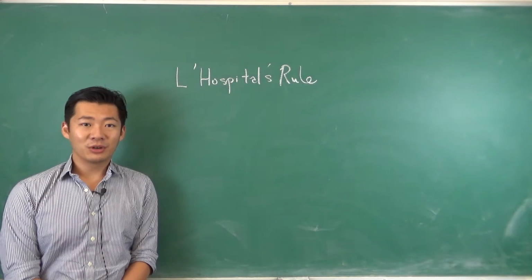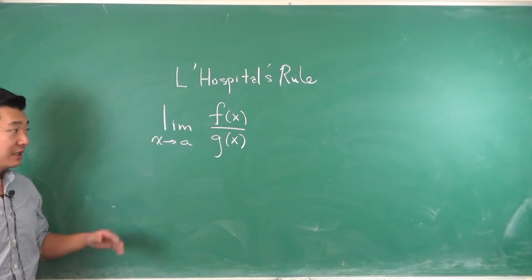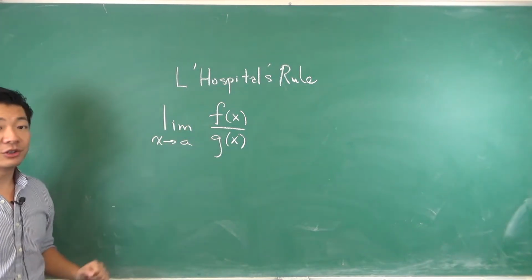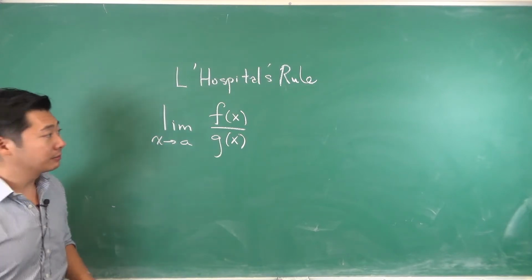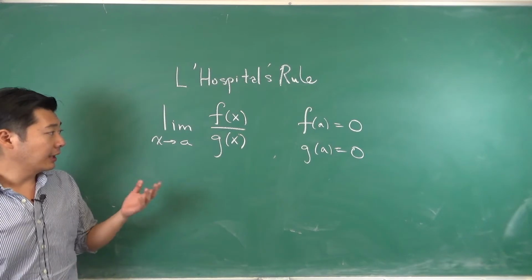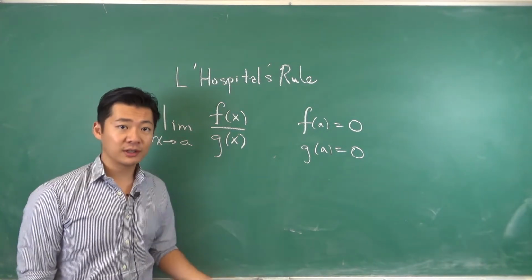In this video, we will go over L'Hopital's rule on computing limits. Consider a limit of this form: the limit as x goes to a of f of x divided by g of x, where f at a is 0 and g at a is 0. Then, can we compute the limit in some other way involving the derivative?